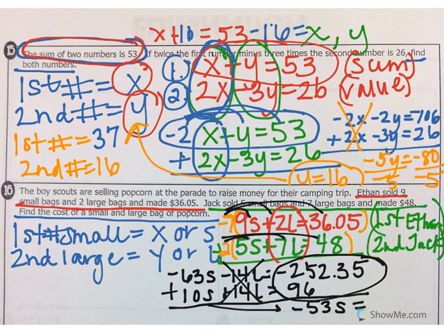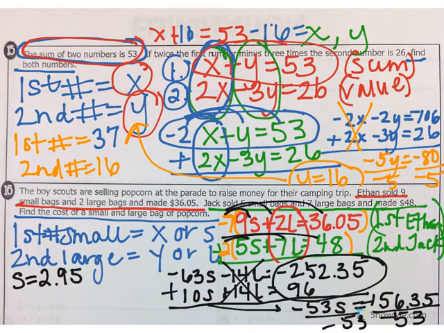And that gives me 156.35. And to get S by itself, we divide by 53, or negative 53. And since I have two negatives, that's going to make a positive, and S is going to equal 2.95.